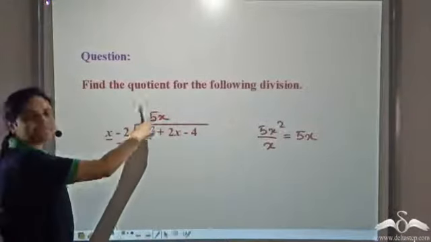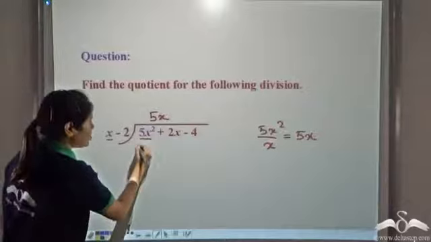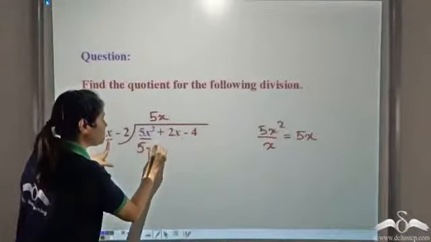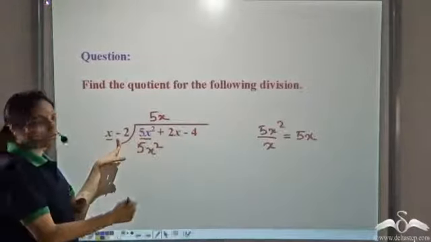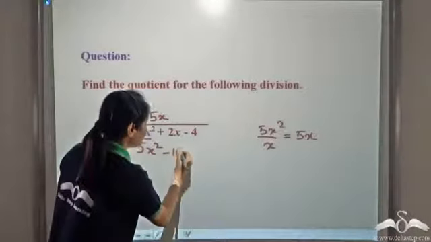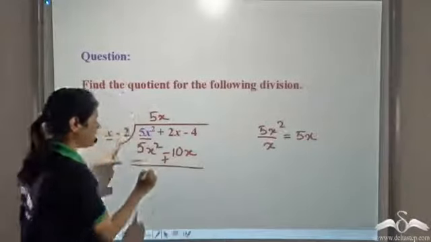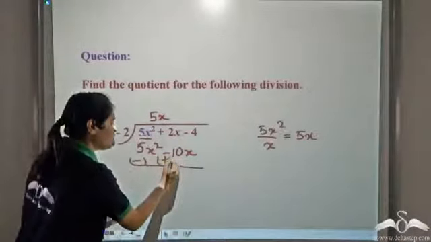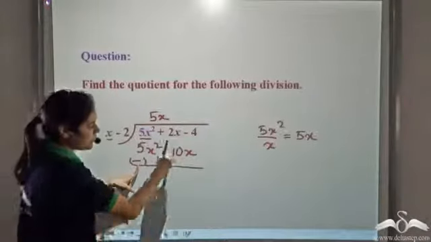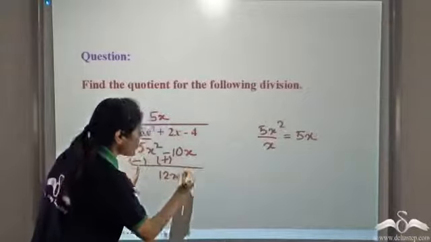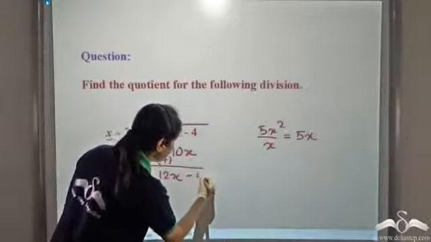Multiply the divisor with 5x. We get 5x into x, 5x², 5x into negative 2 gives negative 10x. And we subtract it. This gets cancelled. 2x plus 10x gives 12x. And we have a negative 4 here.